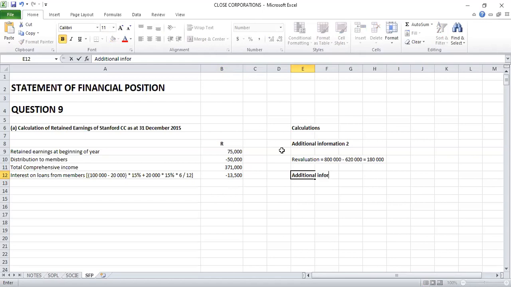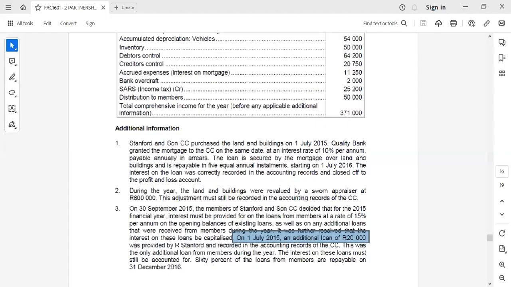Right. Additional information three. Now for the statement of financial position. That means our loans from members will now be 100,000 plus 13,500, which is equal to 113,500. Why did I add the interest? Because we are told that the interest on the loans should be capitalized. When they say interest on loans is capitalized, that means it's added to the loans. It becomes part of the loan going into next year.